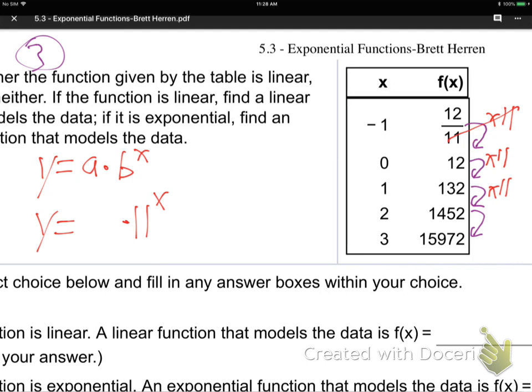Good so far. And now, what's the a? 12. Yeah, the a is the number next to 0. And we're done. You can check it. Plug in like 3. 12 times 11 to the third should be 15,972. Is that good? We okay? With going from tables to equations?